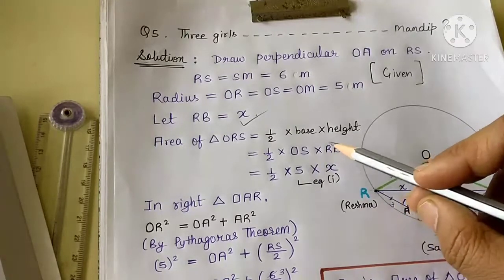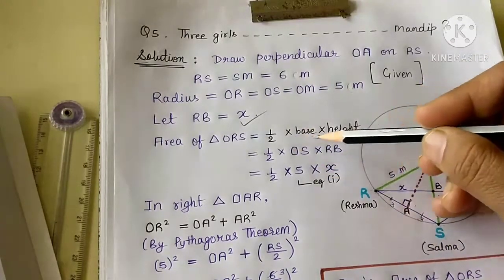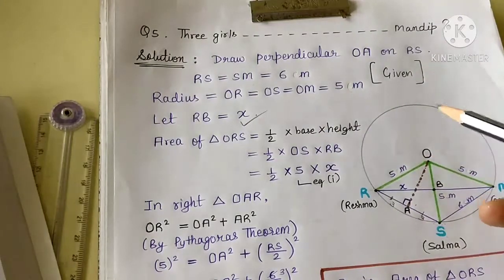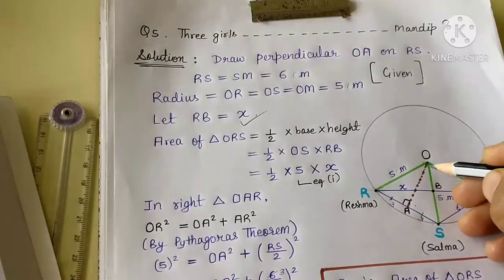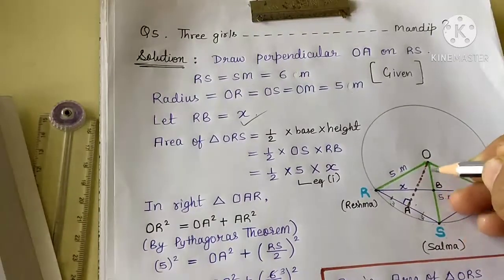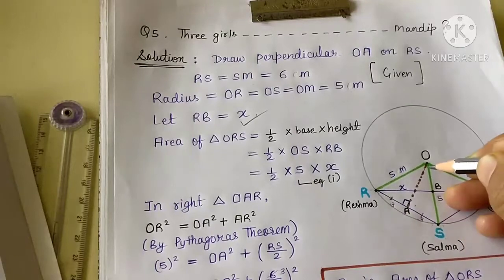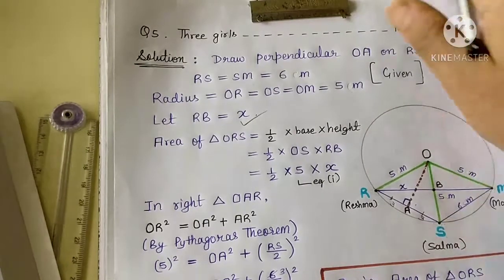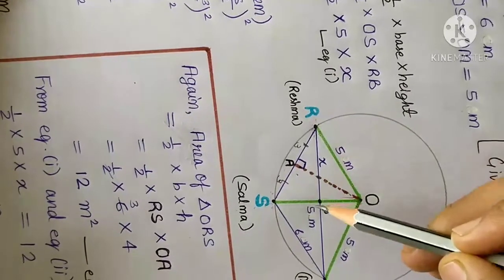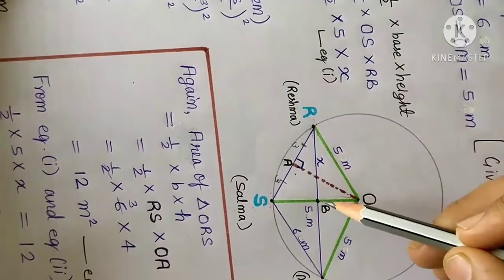Now I am taking triangle ORS and trying to find the area of this triangle. The formula is half into base into height. The question is which base I should take, base RS or base OS. Right now I am taking the base OS. If I am taking the base OS, then what is the height? RB is the height. This is the base, this is the height.